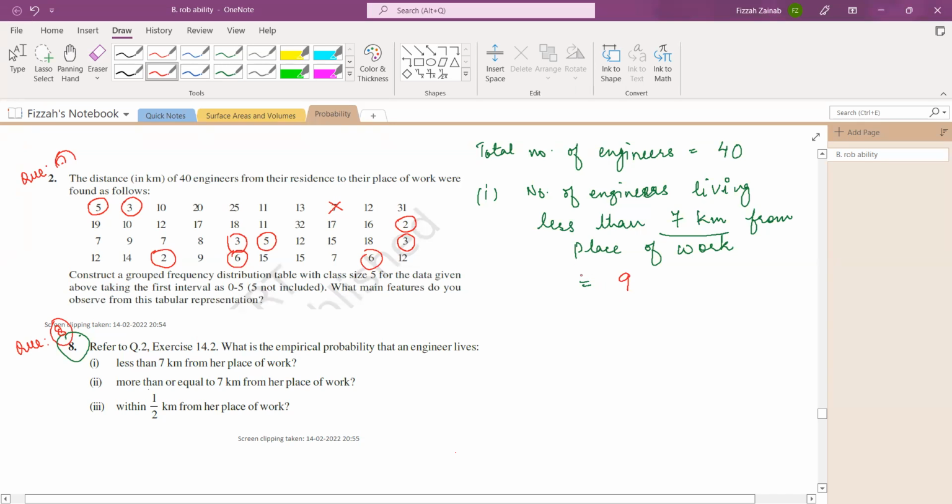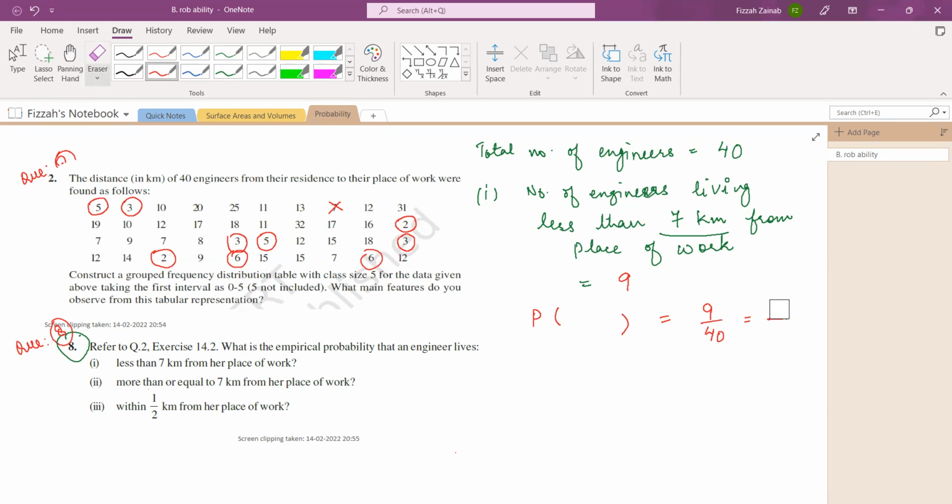Now you can write the probability that the engineer is living less than 7 kilometers from the place of work. It is equal to 9 divided by 40, right? You can reduce it to like 3 by, no, sorry. No, it cannot be reduced. Yeah, that's the probability.